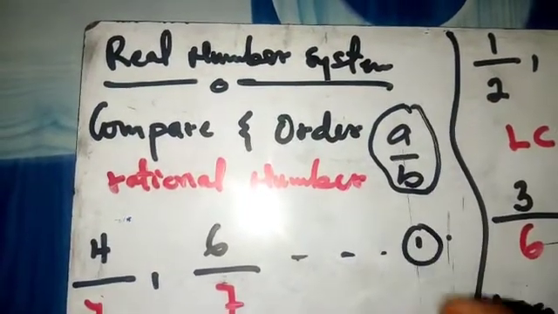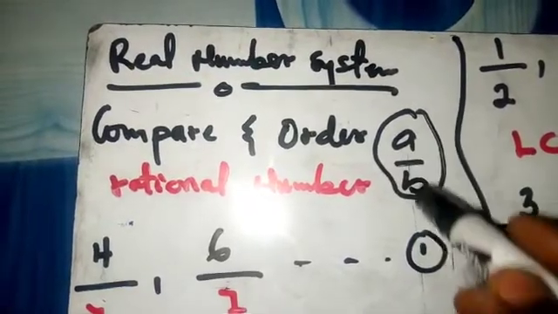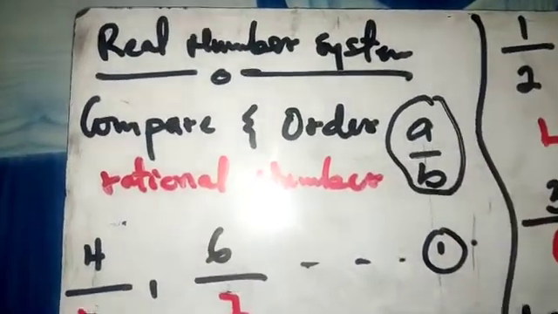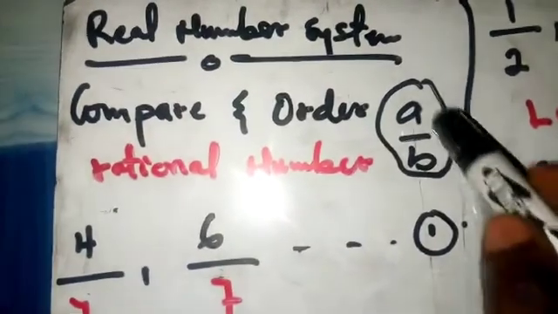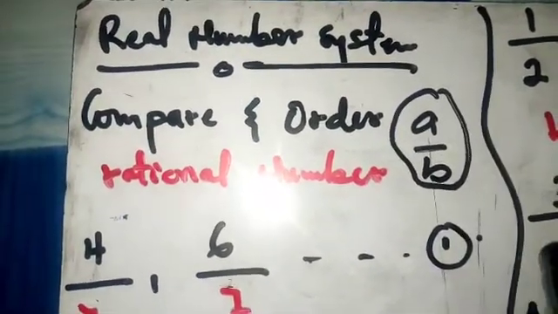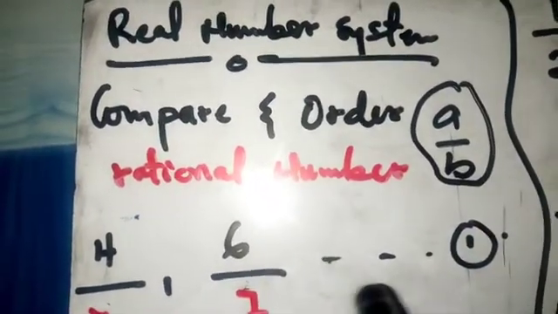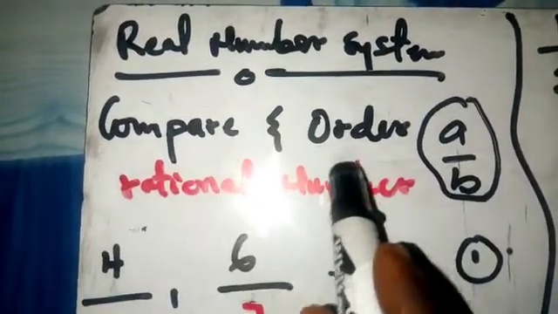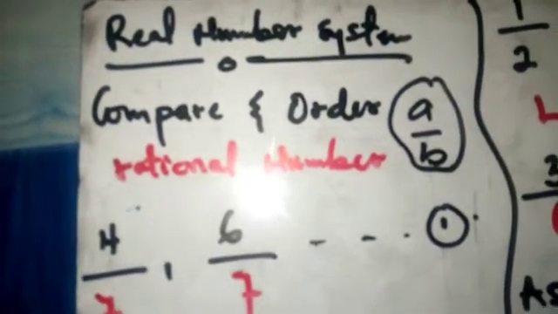That is very simple. This is what we call a rational number. Anything you can see of this nature, any number, is what we call a rational number. So we can name this a rational. Now we want to compare and order this type of number, the rational number.